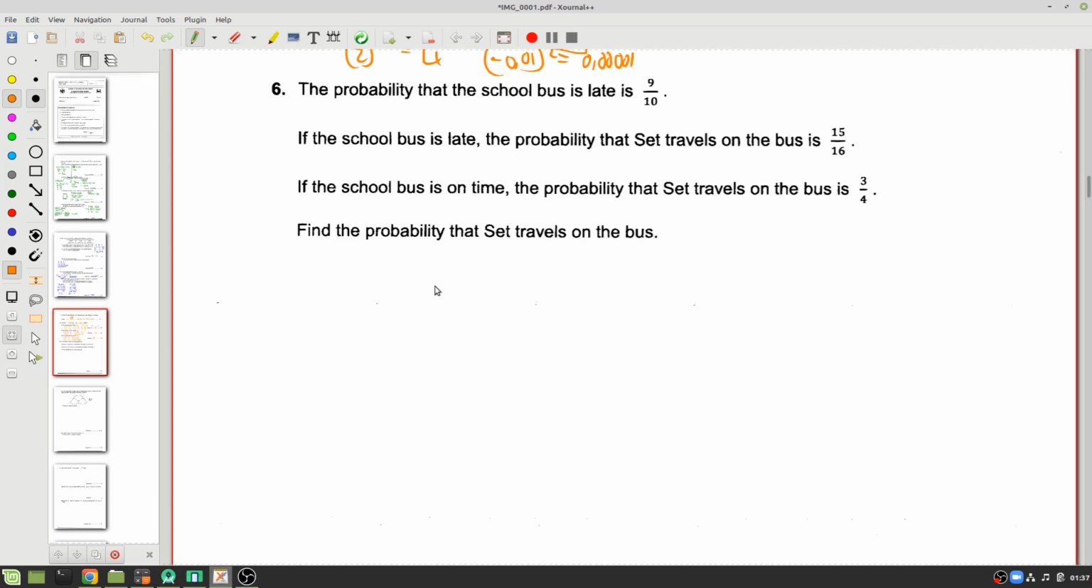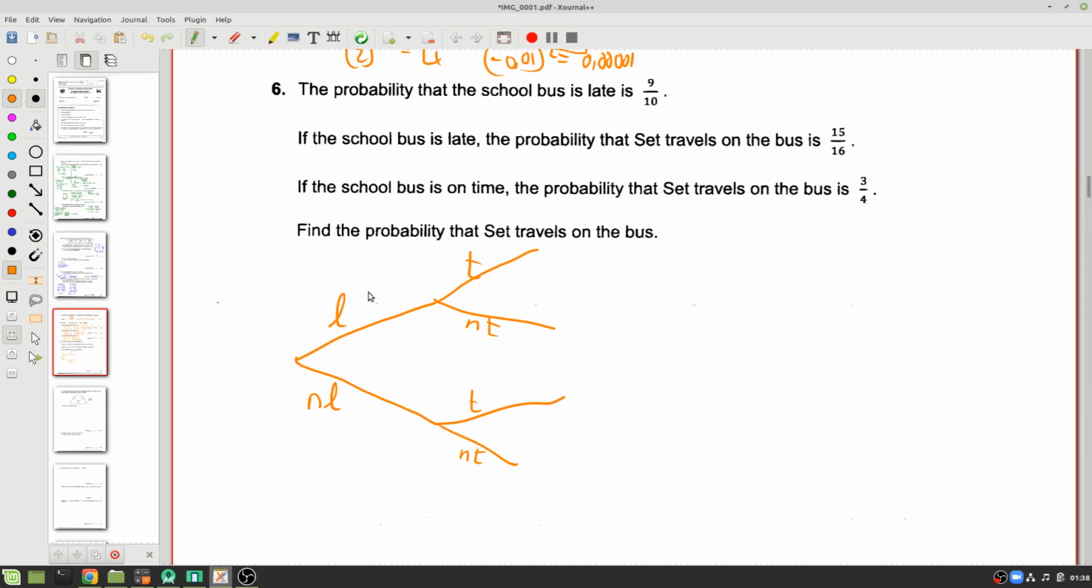Okay, so there are two ways you can travel on the bus, either if the bus is late or if the bus is on time. So let's draw a tree diagram for this one, just to show what's happening. So the bus can be late or the bus can be not late. Then, if the bus is late, then Seth can travel on the bus or not travel on the bus. If the bus is not late, he can also travel on the bus or not travel on the bus.